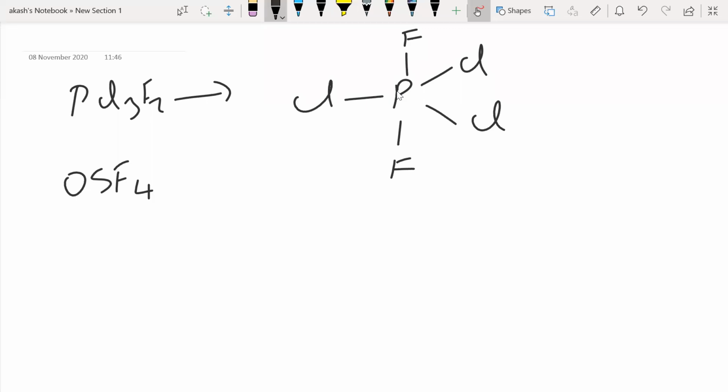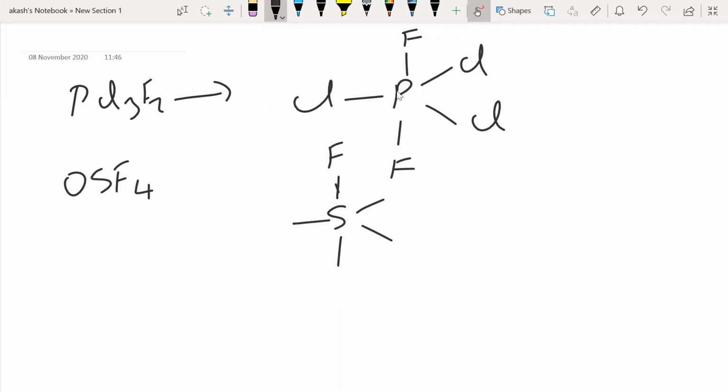So remember, sulfur is a central atom here. Okay, hope you would have drawn it, right? So sulfur in between. Let me put the bonds. So you have oxygen and fluorine. Obviously, fluorine is more electronegative. There are 4 fluorine atoms.